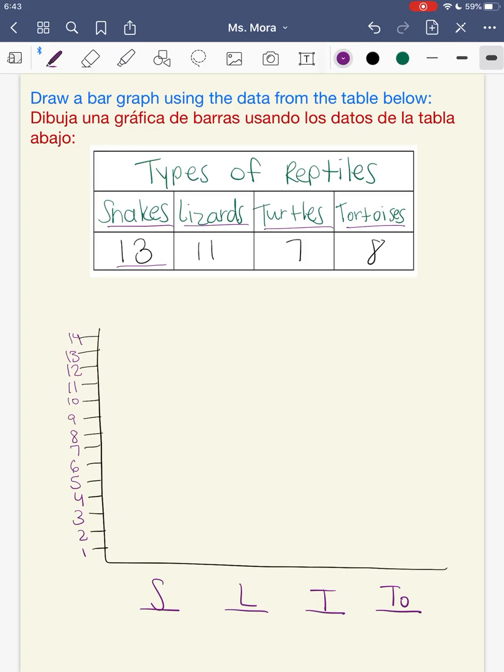So I'm going to draw my bar graph that goes up to the number 13.